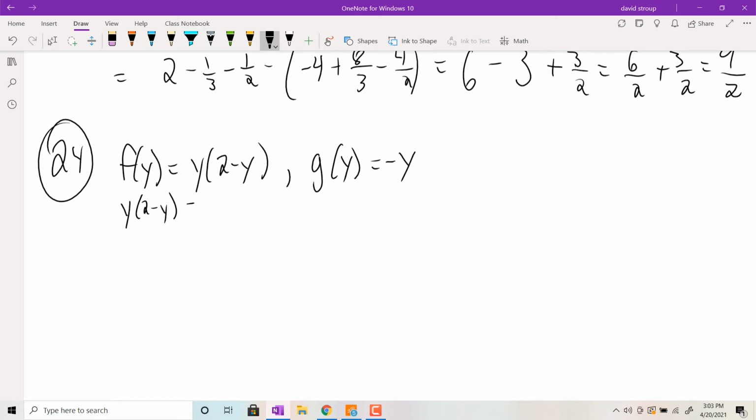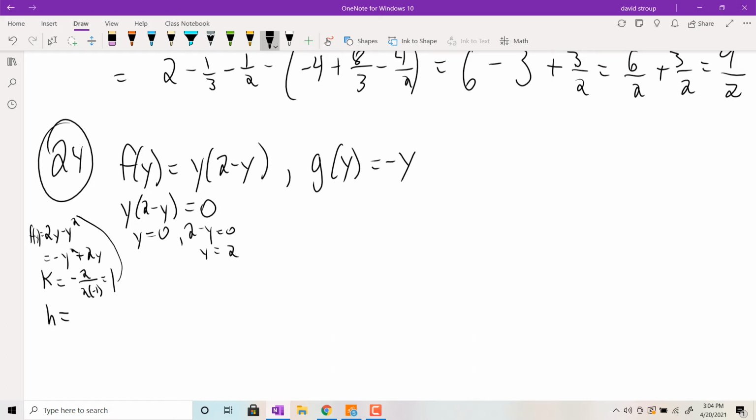So the y-intercepts this time. And then for the vertex, you have 2y minus y squared. f of y equals that. You could rewrite it as -y squared plus 2y. And then instead of your x coordinate being -b over 2a, the y coordinate of your vertex is -b over 2a. So it's a bit weird. The k value is -2 over 2 times -1, which is 1. And then for the x coordinate, you plug 1 back into f.